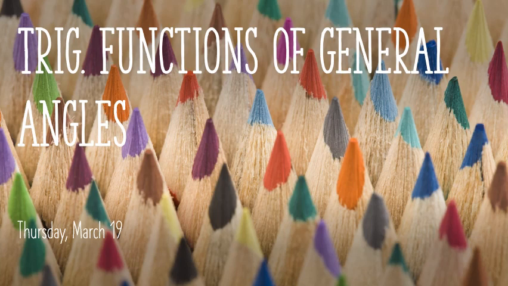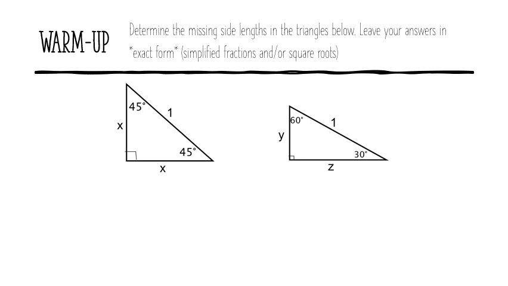Now we're going to be looking at using some known trig ratios. So there will be a little bit of memorization to a degree involved, but let me tell you what I mean by that. Today we're going to start with a little bit of a warm-up. We are looking at two specific right triangles here, and we want to determine the missing side lengths of these two triangles. Now we're going to strive to leave our answers in what we're going to call exact form, which means simplified fractions and potentially simplified square roots.